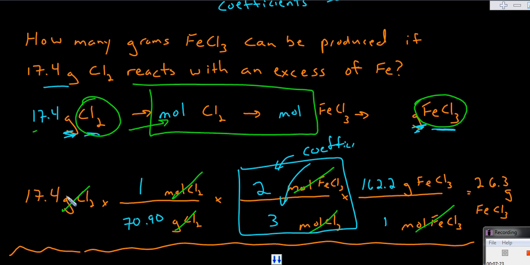So you take all the top numbers, the numerators, multiply them, 17.4 times 2 times 162.2, and then divide by the numbers in the denominator. Remember that if there are 2 or more numbers in the denominator, then you need to use parentheses as you plug into your calculator, or just press enter more frequently.